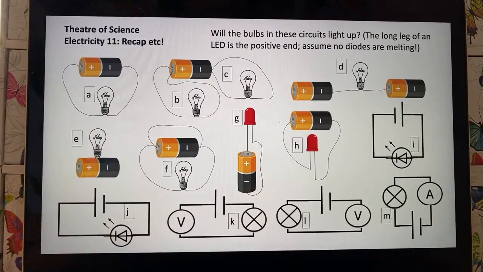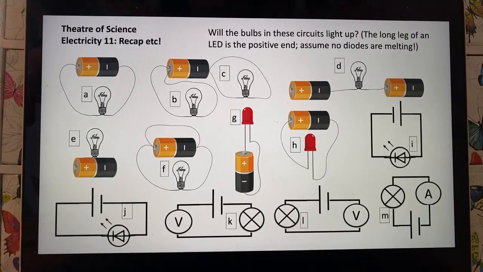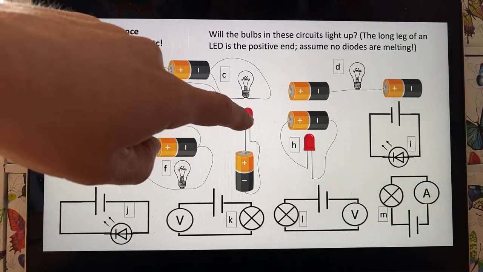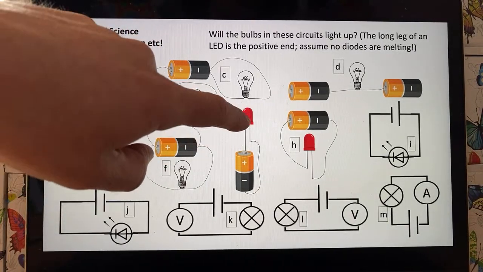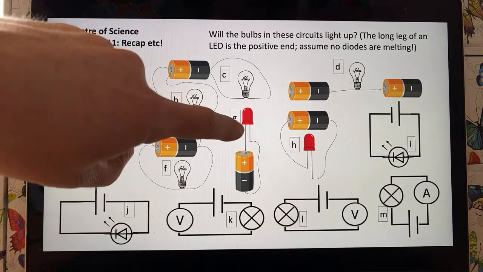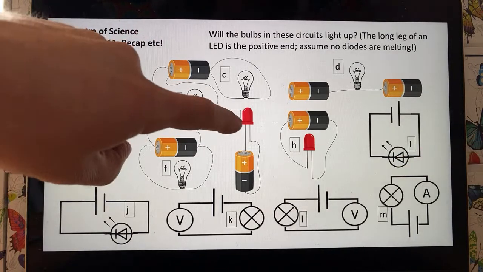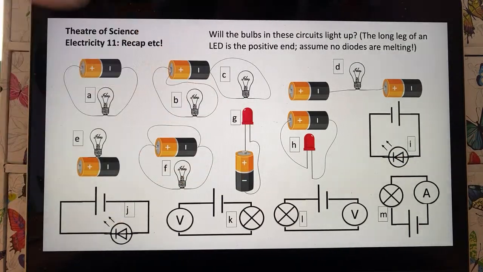Okay, here we go. You've just got a series of bulbs. The only thing I have told you is, you remember an LED? A diode that happens to emit light. The long leg of an LED, if you're looking at the real one, not the circuit diagram, is positive and the short leg is negative. All the bulbs are identical and assume that no diodes are melting.